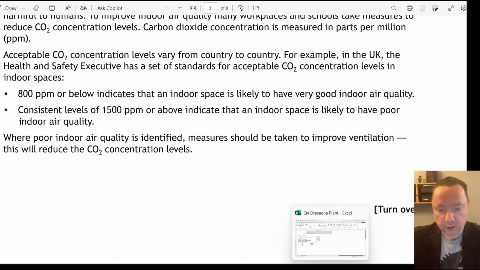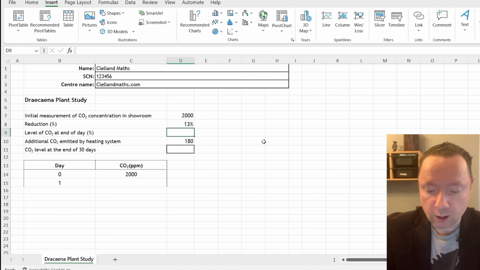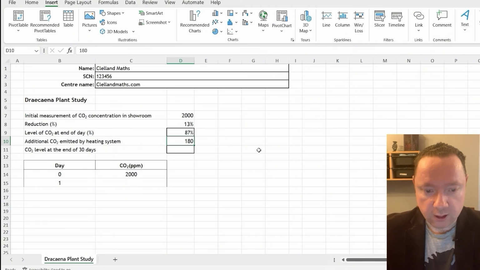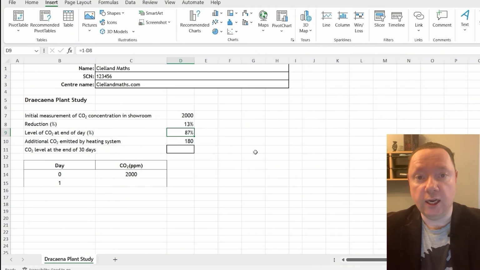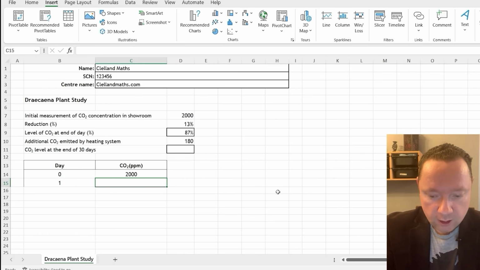Okay, so let's go to our spreadsheet. Starting with 2000, it's reduced by 13% from the plant, so we need to work out what's left. So to work out what's left, it's just equals 1 minus that box if it's been set up correctly. Yep, 87%, or check your calculator. And then additional levels emitted by the heating system is 180. We have to do it by the end of 30 days. So let's fill in a formula here.